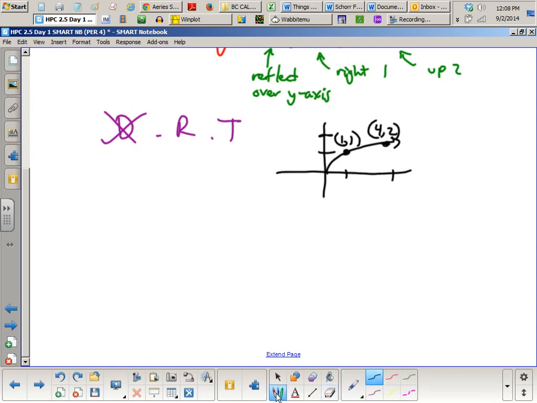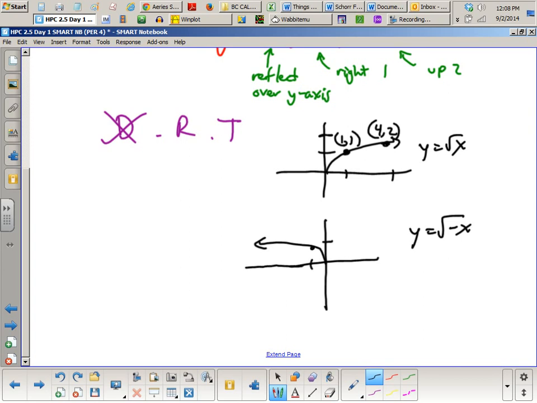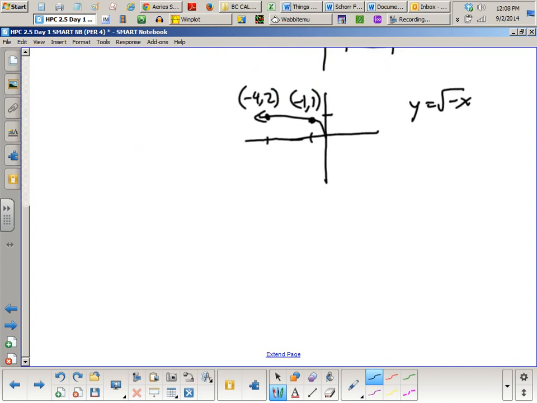So we all know what that would look like. So this is y equals root x. Now I'm graphing y equals root negative x. So that's just the helicopter flying in the wrong direction. It contains the point (-1, 1) and (-4, 2). And then I'm supposed to go right 1 and up 2. So you can just achieve that by adding 1 to your x and 2 to your y. And you've already got a couple points there.